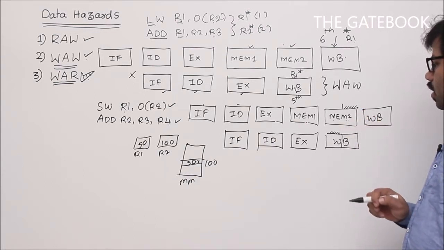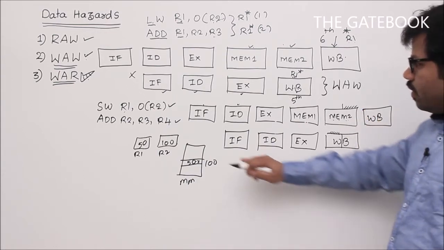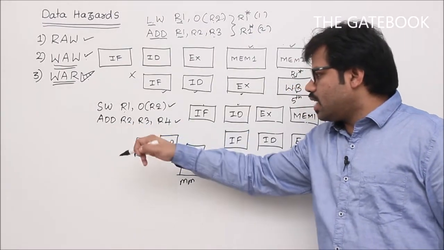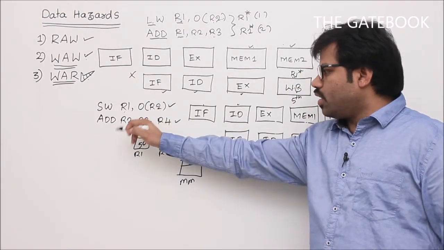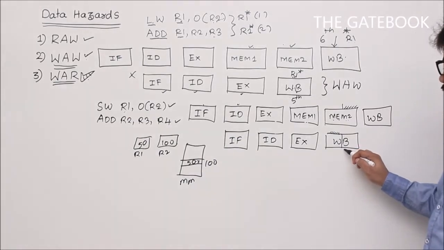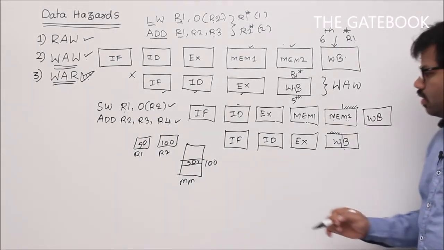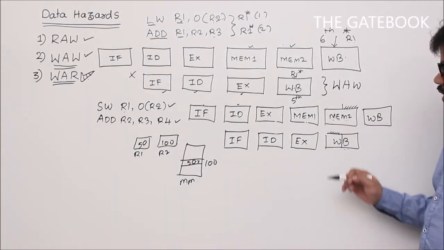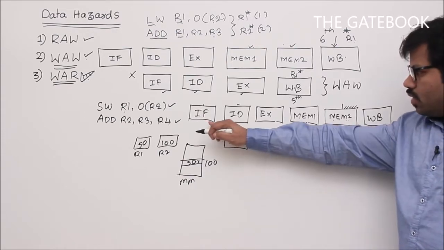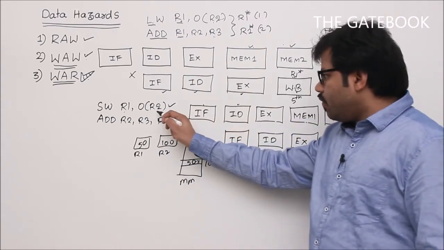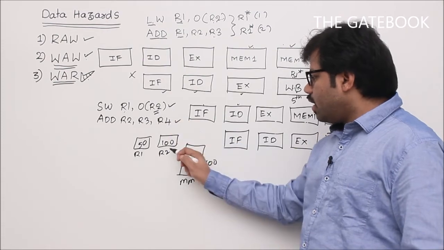Remember it. Now the second one, we have the add instruction. The add instruction is adding R3 and R4, and it is storing the result in R2. That we will be doing in write back. So if you carefully observe, this R2 is important for us, correct? What is R2's content initially?